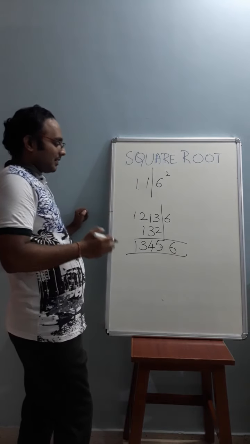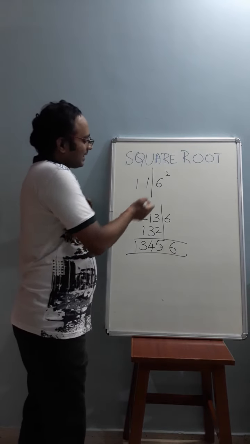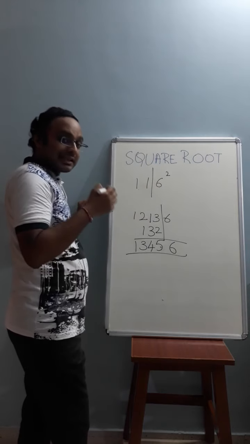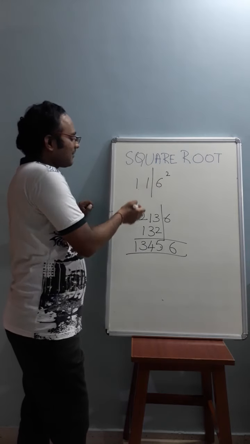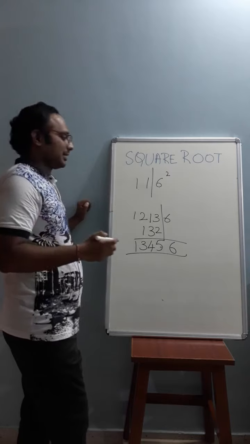116 square. Now we have written a slash after one digit. Can we do it by putting a slash after two digits? Yes, we can do it.